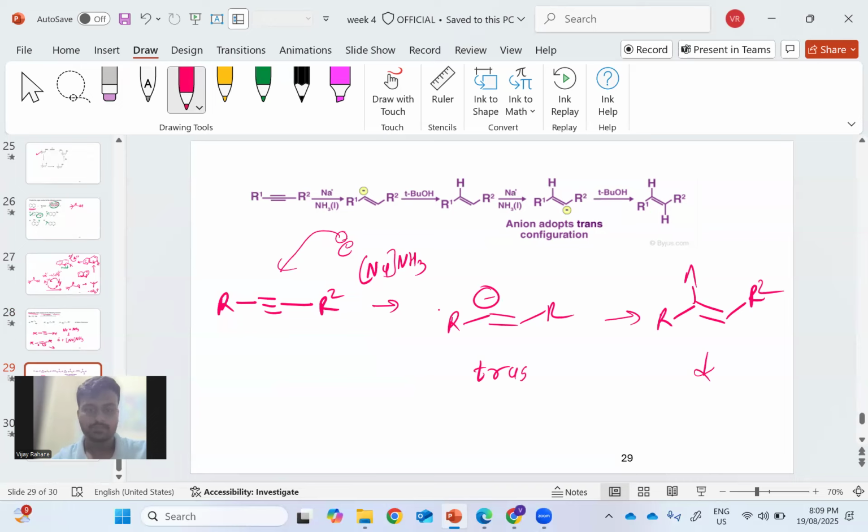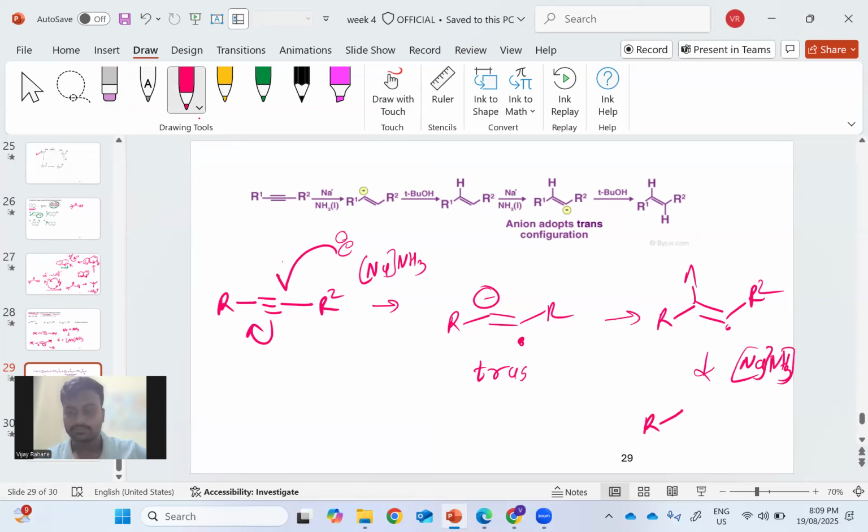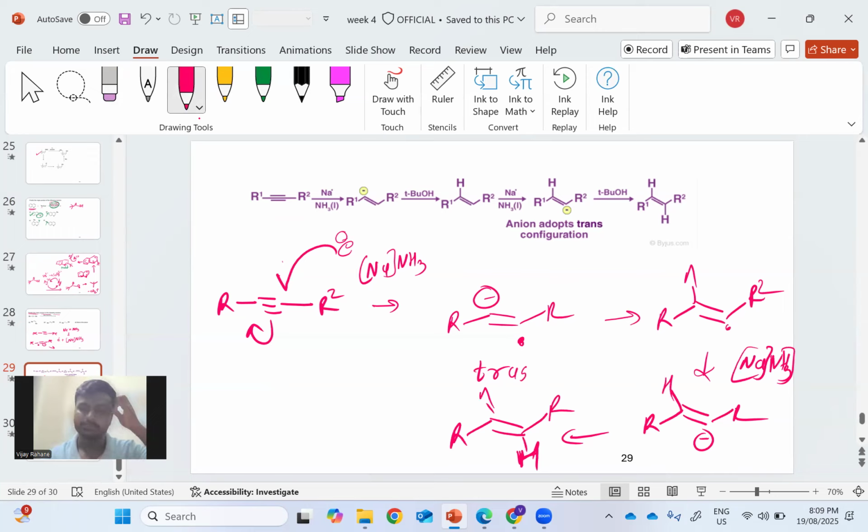There was one radical, right? So once this gives one electron, it should be shown with a half-headed arrow. This one electron goes to this position, so the negative charge goes here. Once this negative charge goes here, there is one radical. So another Na NH3, this entire electrolyte salt, gives another electron. So it again forms a negative charge here, R here, and again taking a proton from the solvent, it gives the formation of this. So this is the first proton, this is the second proton, in this manner.